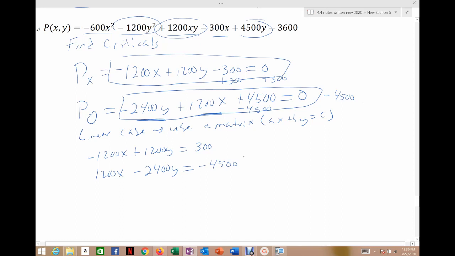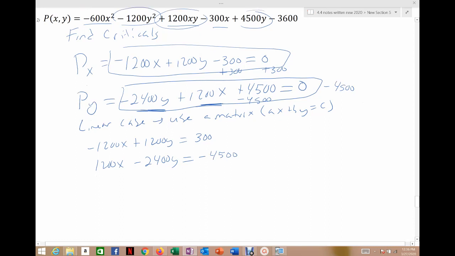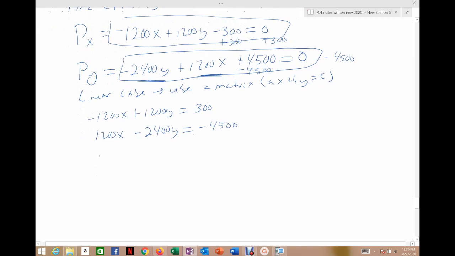Alright, now I'm ready to go to my calculator and plug it in. I'm going to remind you again how to do that in case you've forgotten. Remember, the matrix has to be a 2 by 3. The x values first, then the y values. My first equation is my first row in my matrix. My second equation is the second row. So in your matrix key, make sure it's a 2 by 3 size, and be careful as you plug them in. Negative 1200, positive 1200, 300, positive 1200, negative 2400, negative 4500.